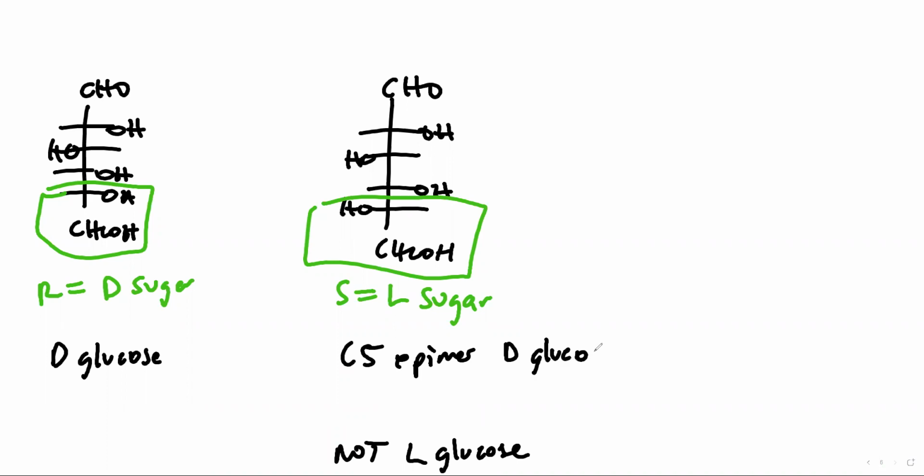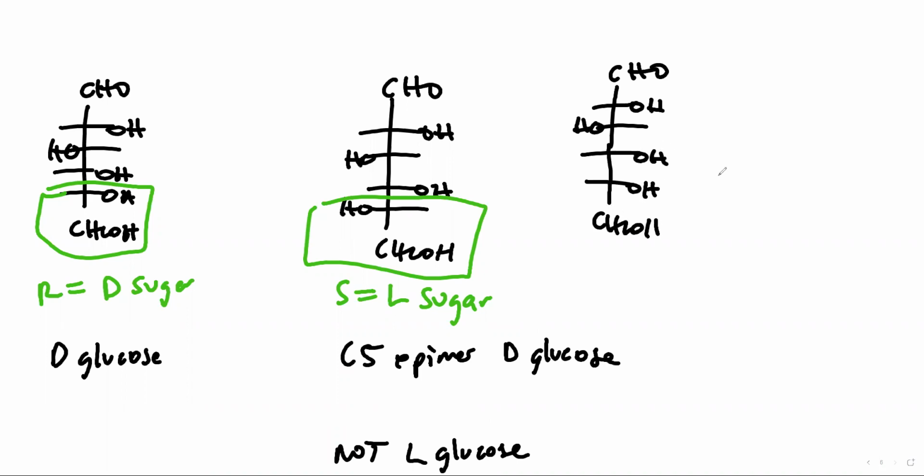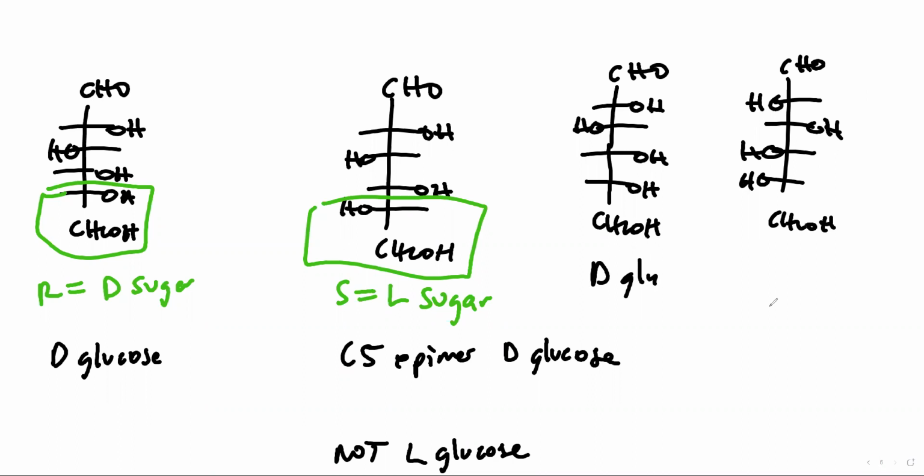So it is an L sugar. It's just not L-glucose. When we say D or L of a particular sugar, we're talking about enantiomers. So in this case, the mirror image, just like that. This here would be D-glucose, and this here would be L-glucose. D and L sugars of the same name are always enantiomers of each other. Which should make sense.